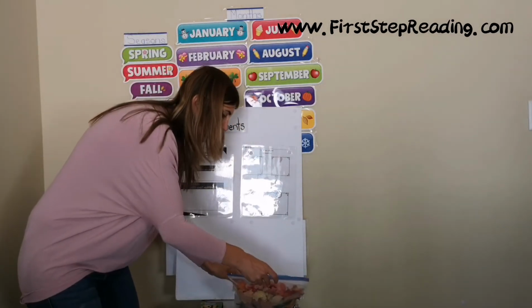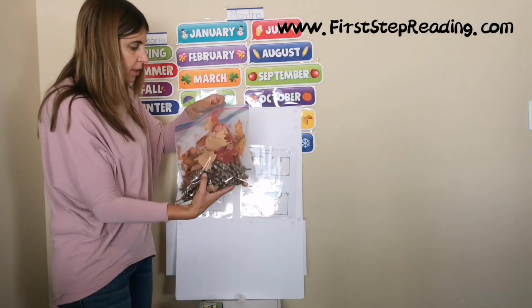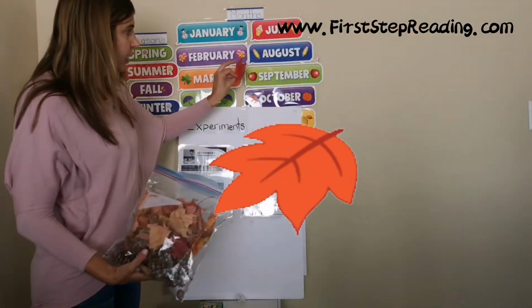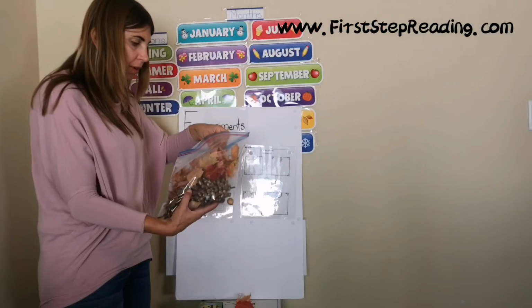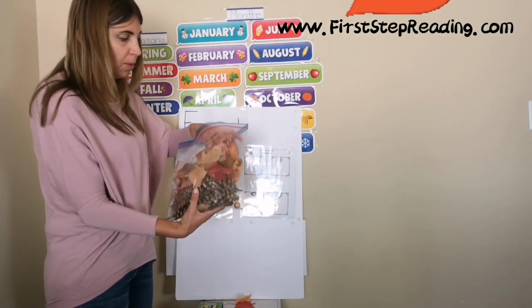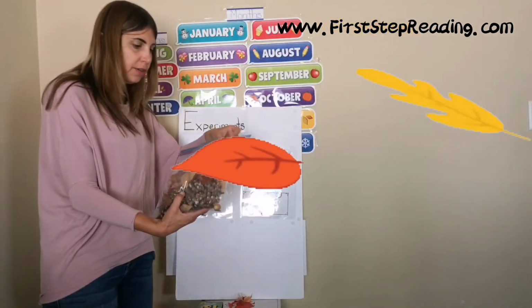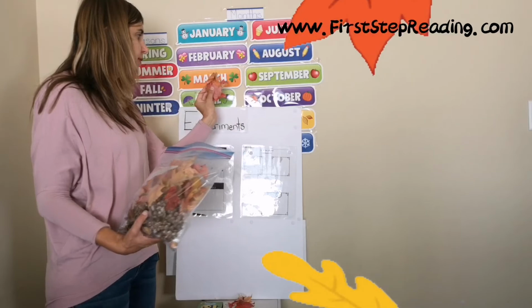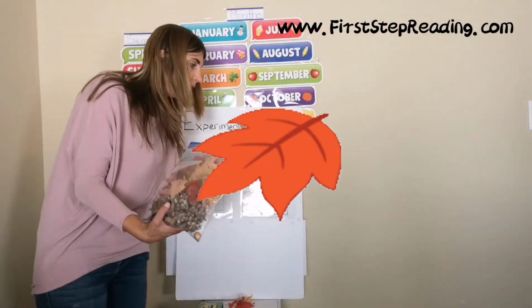So we went on a walk and we found colored leaves, right? Remember the leaves change colors in the fall? We're going to learn next week why they do that. But this week, we're just using our 5 senses. So I found leaves. I can touch them. I can smell them. I can see them.